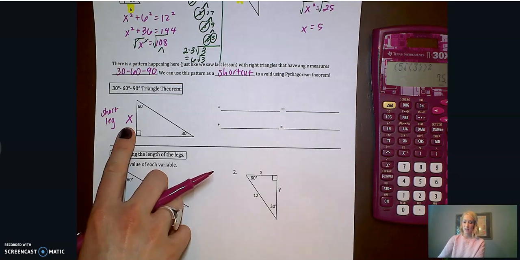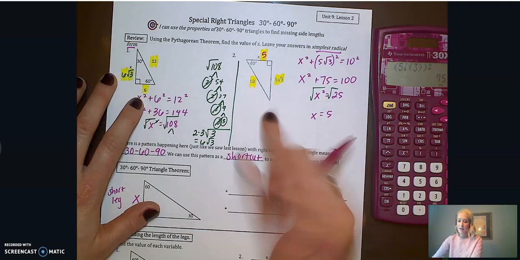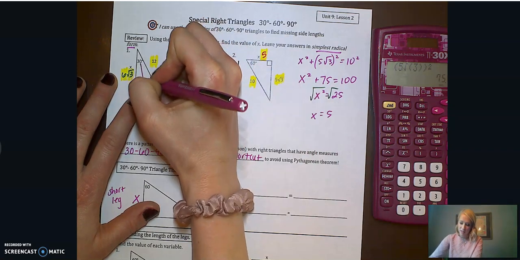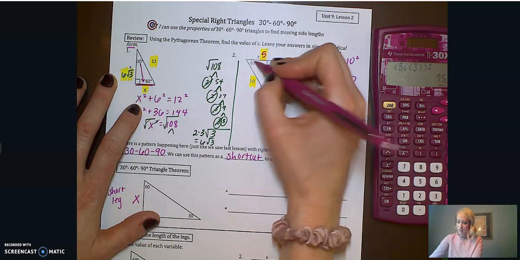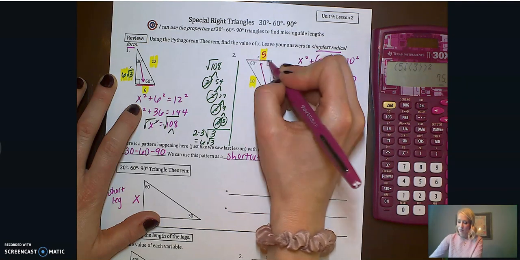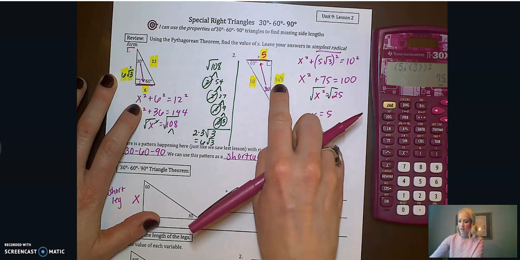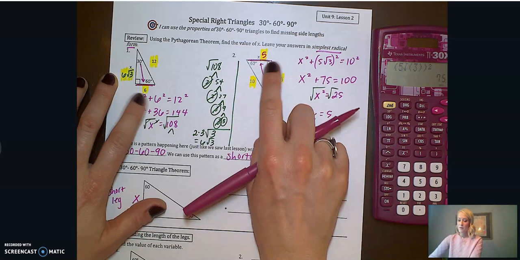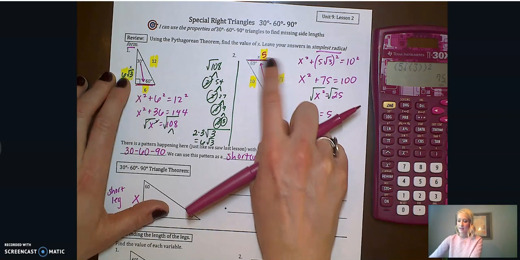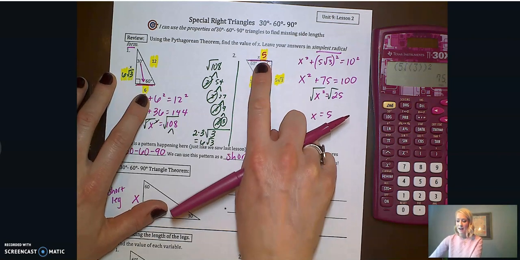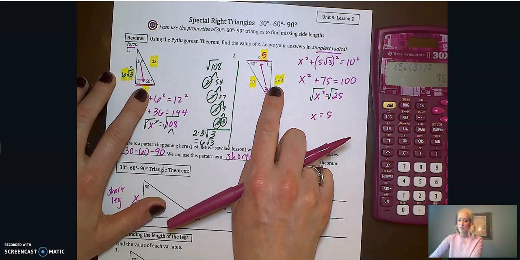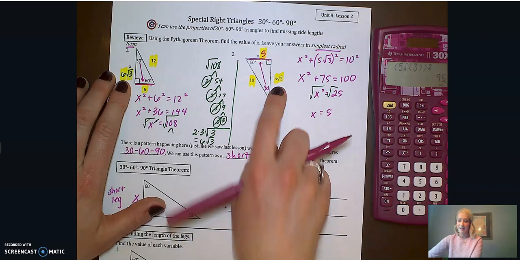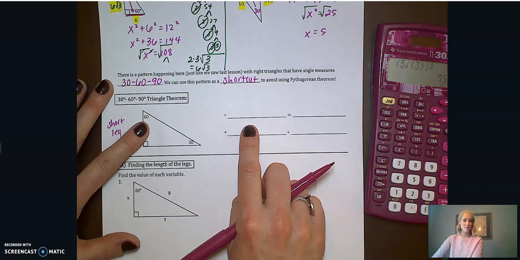If you take this short leg, and I don't know if you guys can pick this out, in this triangle, across from the 30, that's the short leg. Over here, this would be 30, 60, 90. Across from the 30, that's the short leg. So short leg, long leg, hypotenuse. If you look at the short leg and the long leg here, do you notice that if they just stick a radical 3 on whatever the short leg is, that's the long leg? So that's the first thing I want to write.